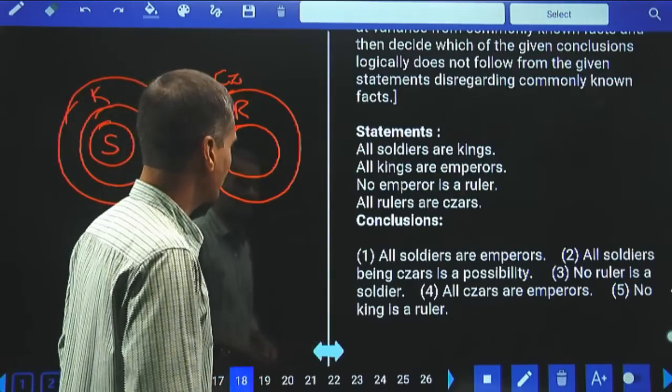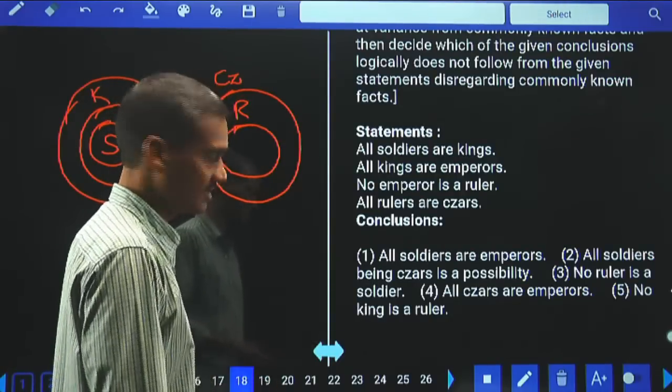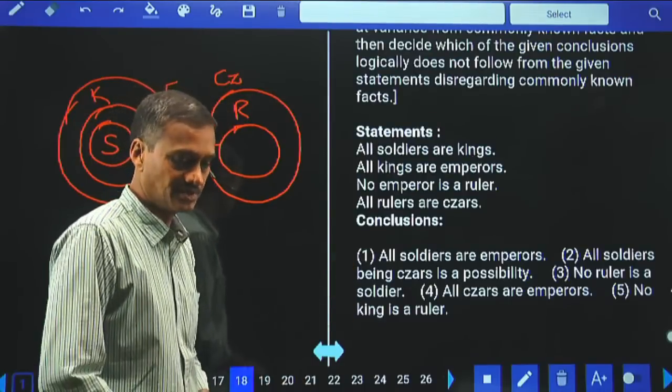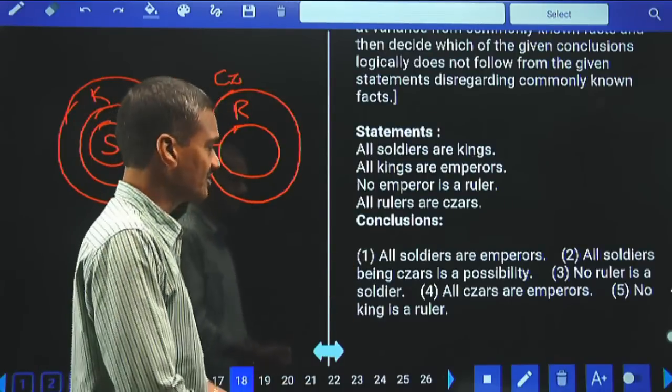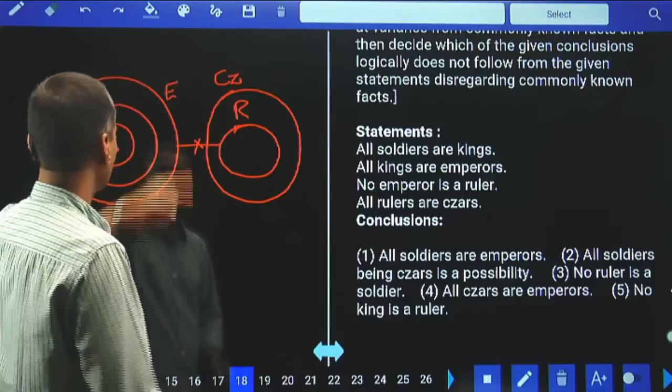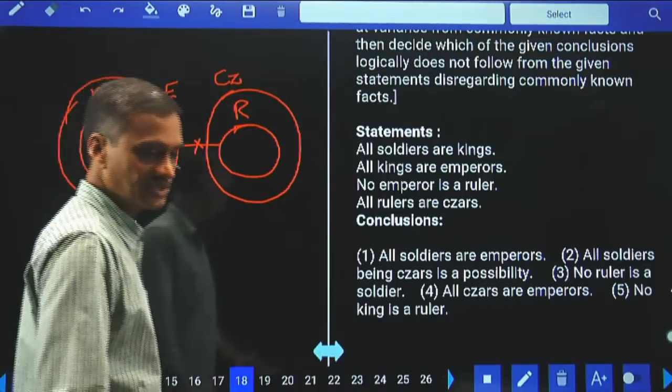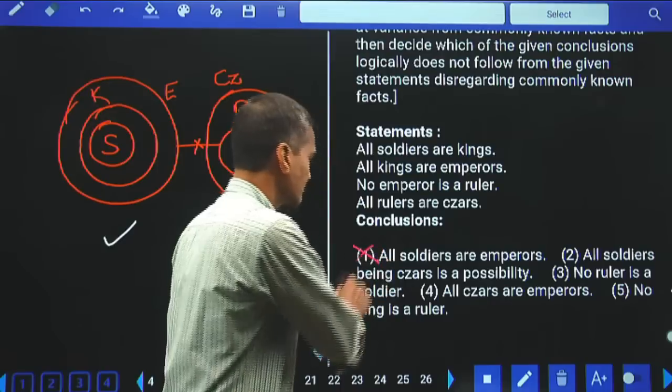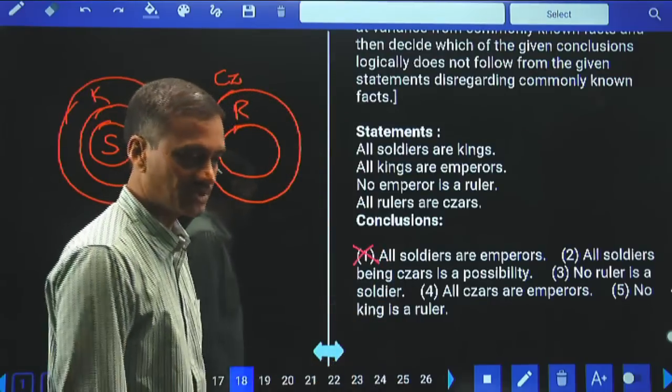Then coming back to this one. What is the first conclusion we have? Question number 18: all soldiers are emperors. Soldier is here. All soldiers are emperors is true. As it is true once, it cannot be false. As it cannot be false, it cannot be your answer.